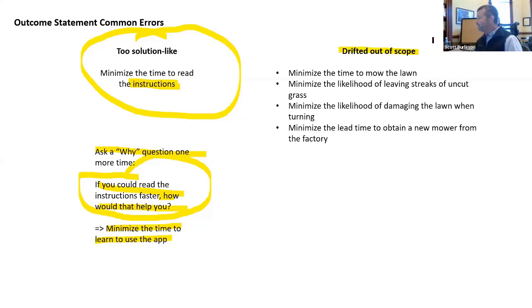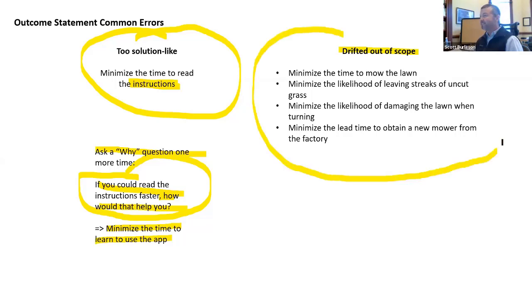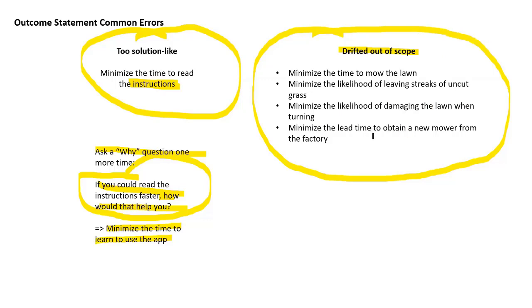So I'll throw this out to the group. We're doing okay on time here. Is there one of these four statements that's not like the other? I'm not even saying it's bad, but it's definitely different. So we have: minimize the time to mow the lawn, minimize the likelihood of leaving streaks uncut, minimize the likelihood of damaging while turning, and minimize the lead time from the factory. I'd say the last one.